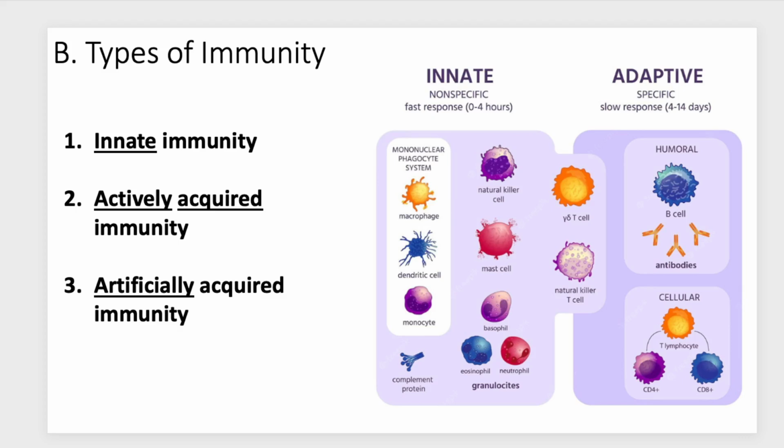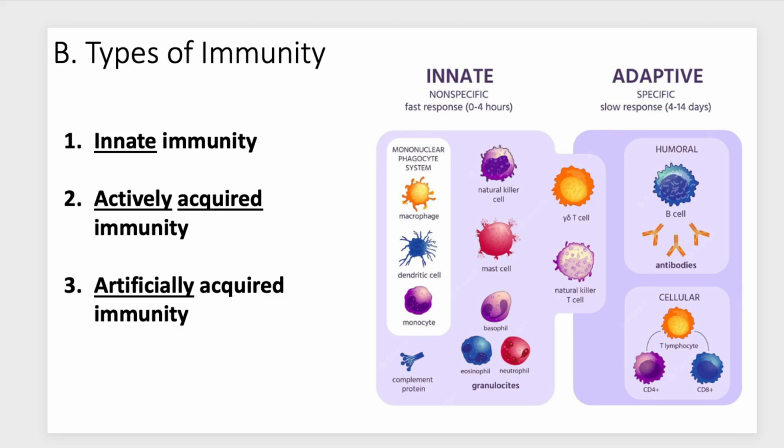So our types of immunity, we have innate, which is non-specific, and then we have adaptive, which is going to be specific. The adaptive is going to be a little bit slower because it has to specifically and physically be able to connect to that specific antigen, not just having some general type of cell or system that destroys any pathogen. So 2, we have actively acquired immunity, and then 3, we have artificially acquired immunity.